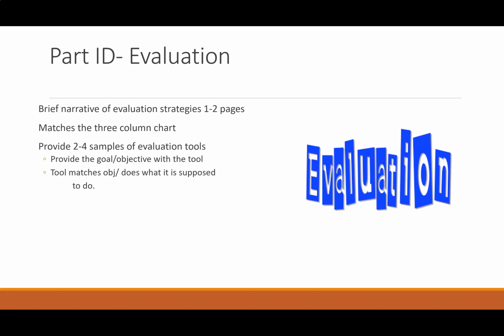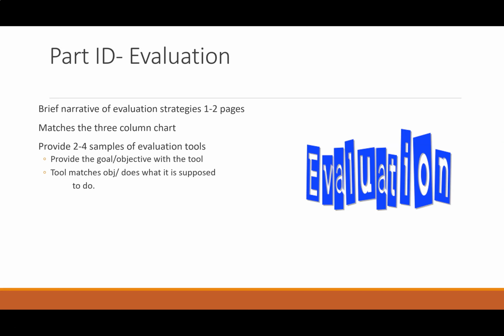So that takes us to part 1D, evaluation, and this is very much like your implementation and evaluation paper. You have to have a brief narrative of the evaluation strategies. Those evaluation strategies come from the third column of your planning chart. And what I recommend to people is that they talk about goal 1, goal 2, goal 3, etc. So here is goal 1, here's how I would evaluate it. Here's goal 2, here's how it will be evaluated, etc.